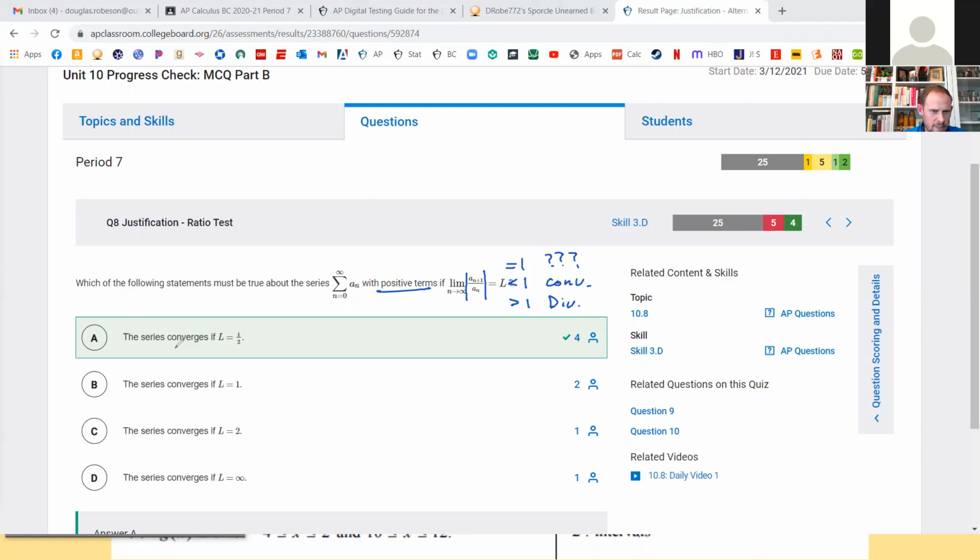All right, so we want converges for L less than 1. That's less than 1. That's true. Converges for L equals 1? That's not necessarily true. It might not. Converges for L equal 2? No, we want it decreasing. We want it getting smaller. So no, that's actually going to diverge, not converge. Converges as L goes to infinity? Nope, that's also not true. That would make it diverge. All right, so the one that's true here is A.